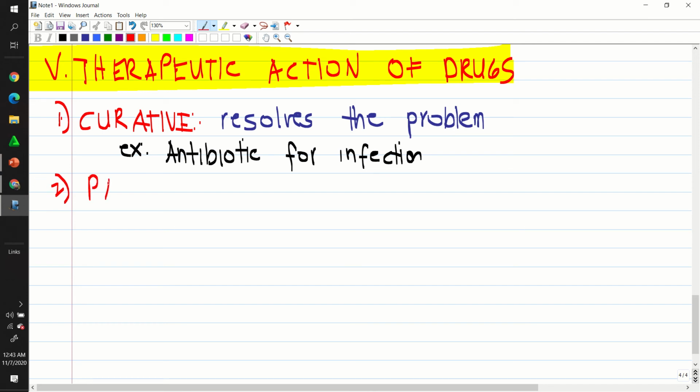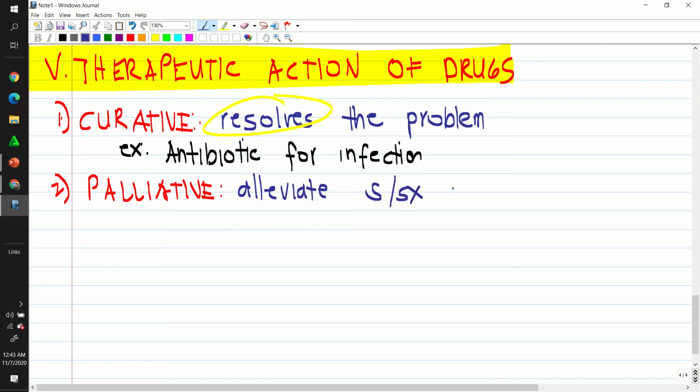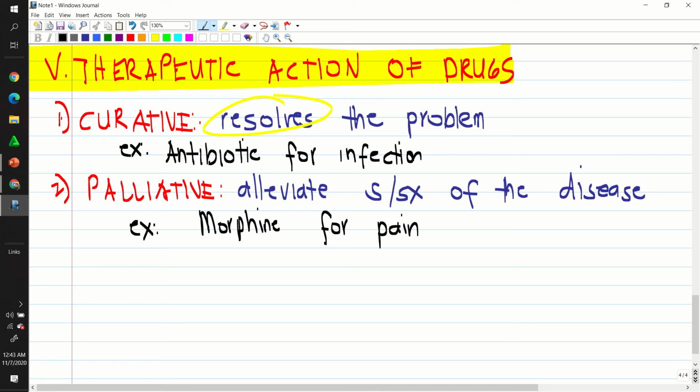Number two is your palliative. You should know this basic concept, class. If your curative resolves or simply solves the problem, cures the particular disease, palliative will only alleviate, it will lessen only the signs and symptoms of the disease. A good example is morphine. Para saan ang morphine?